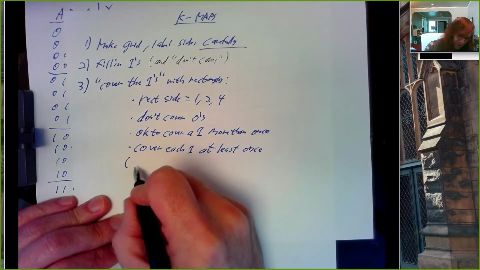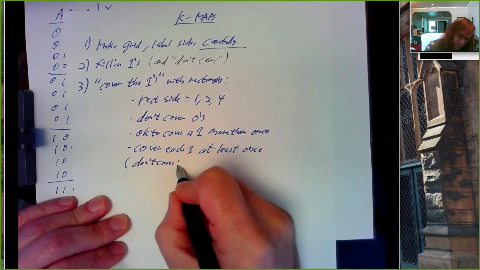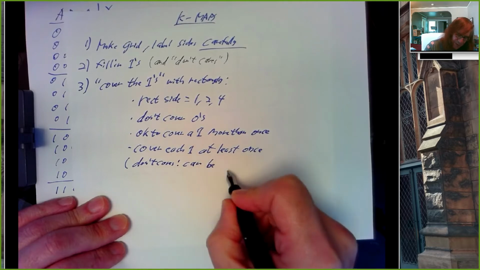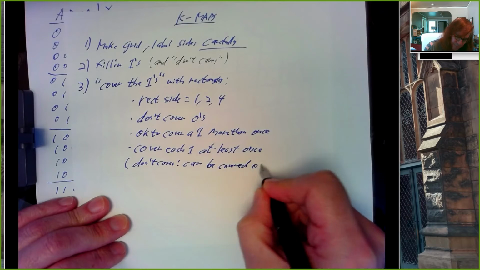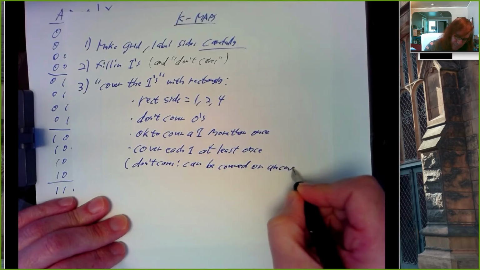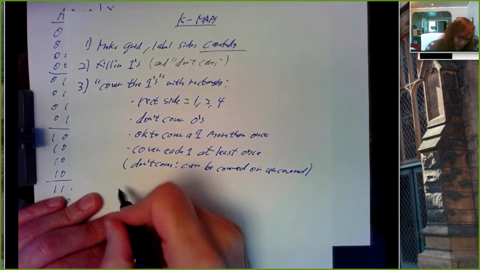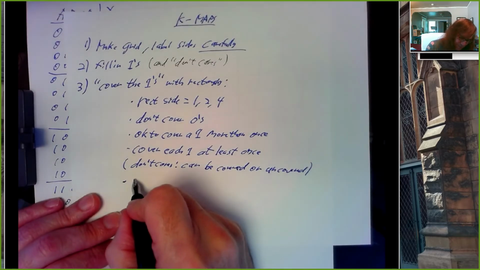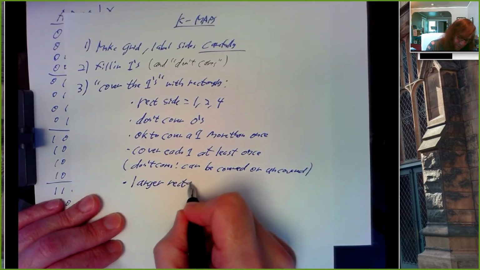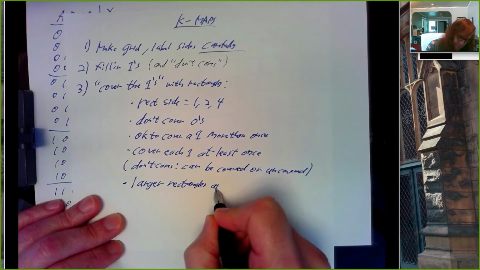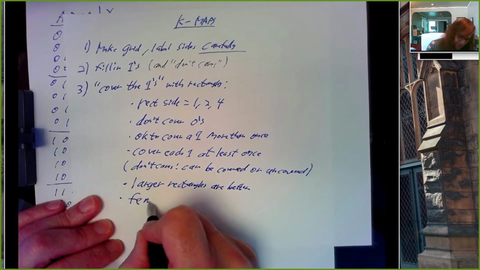When we talk about don't cares, you can cover those or you can leave them uncovered. Why? Because we don't care about them. And then the general rule, larger rectangles are better. And fewer rectangles are better.